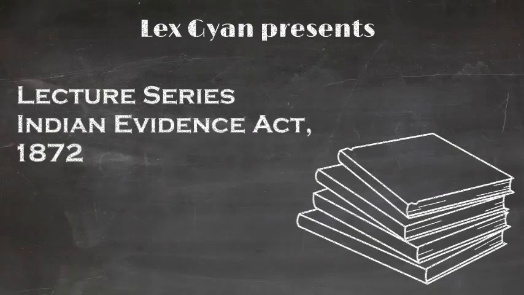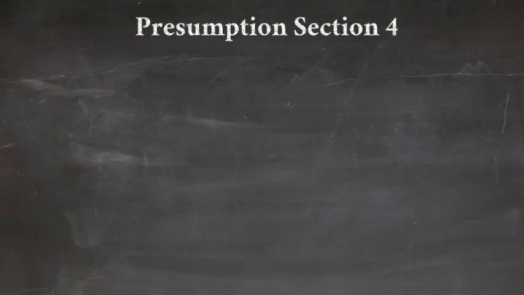Today we shall be studying about presumption under Section 4 of the Indian Evidence Act. So what exactly is presumption? Presumption is when there is no direct evidence that is offered or obtainable. Disputed facts are sometimes inferred from other facts which are themselves either proved or known. In such a case, the inference drawn from such proved or known facts is called a presumption.